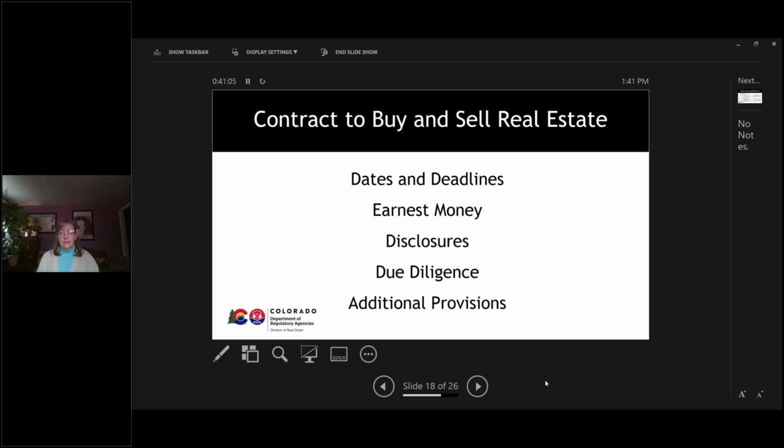Depending on how you're going to take title, this may be something that you want to consult with legal advice and also tax advice on. But that's one of the first questions out of the gate in that contract that you're going to have to deal with.